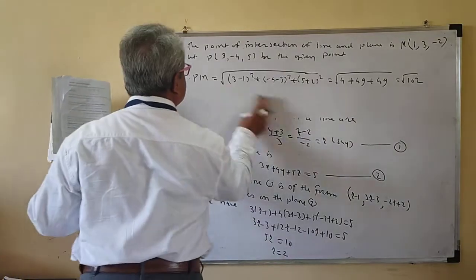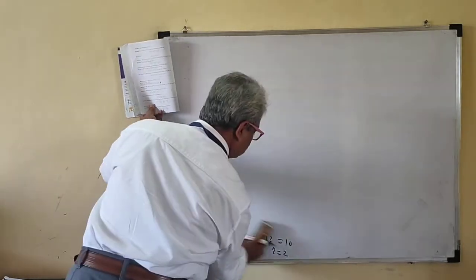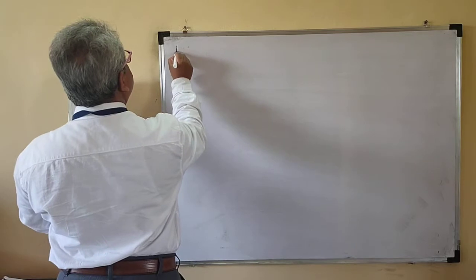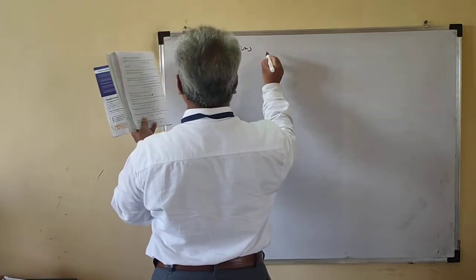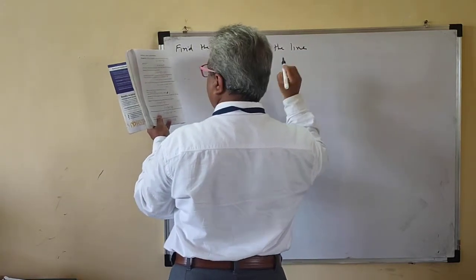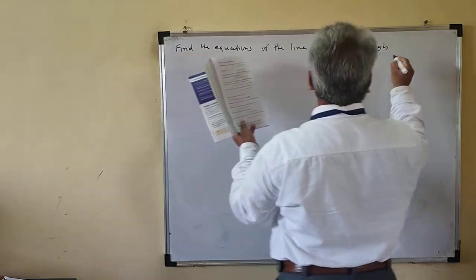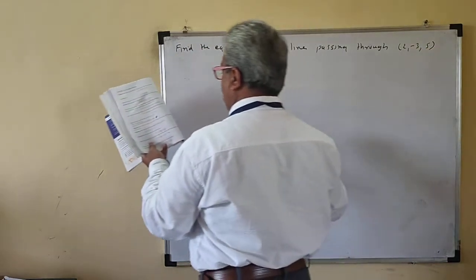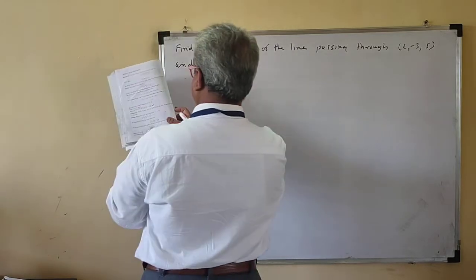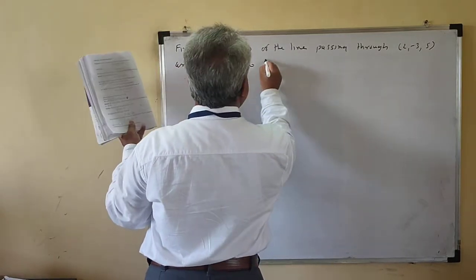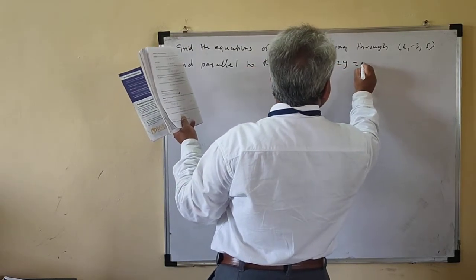Next, find the equations of the line passing through (2, minus 3, 5) and parallel to the line x minus 2y is equal to 2z.